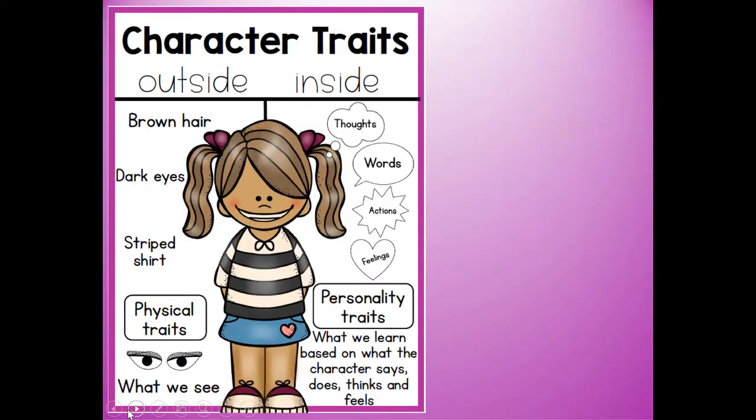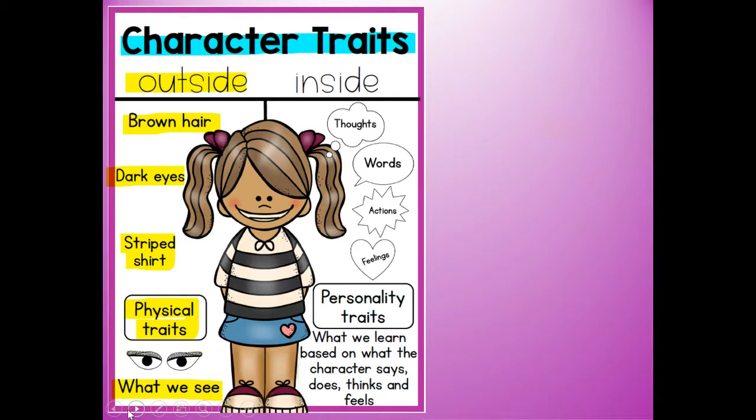All right. So character traits. When you look at a character, you look at their character traits. On the outside, we look at the physical traits, what we see on the outside. For example, this girl has brown hair, dark eyes, and a striped shirt.